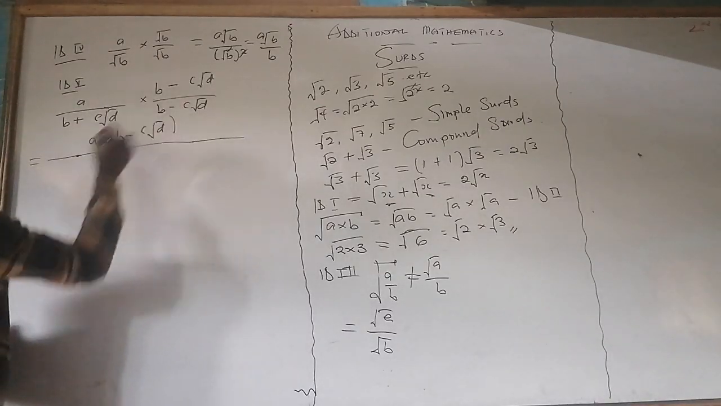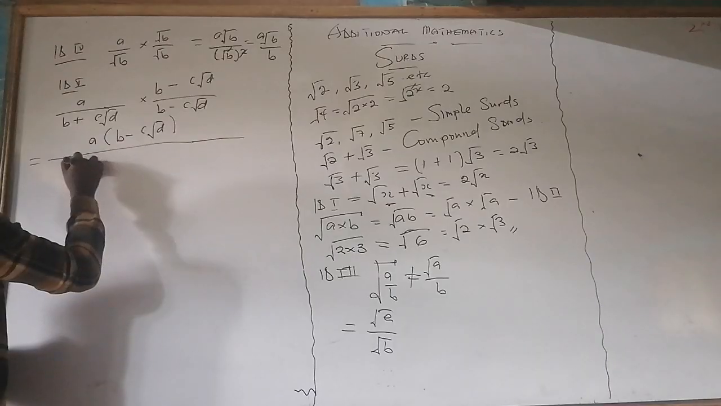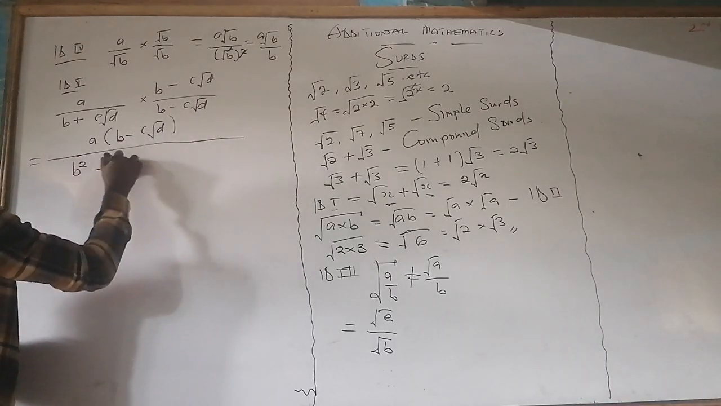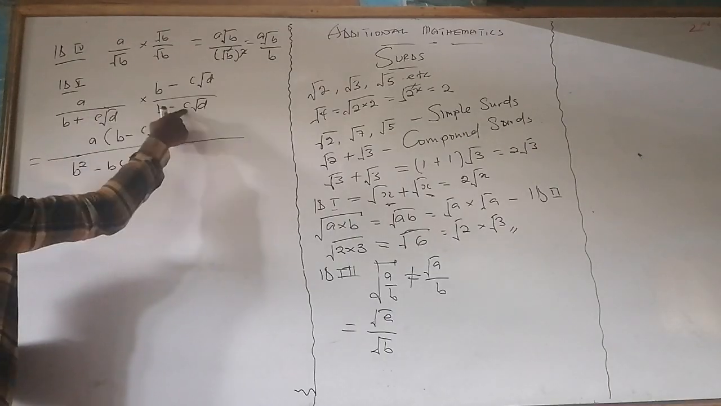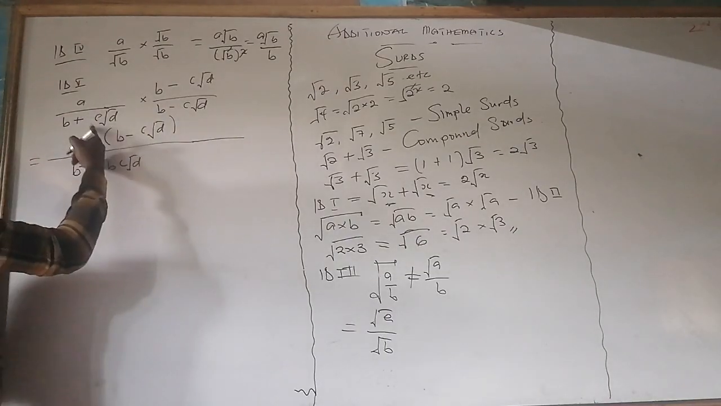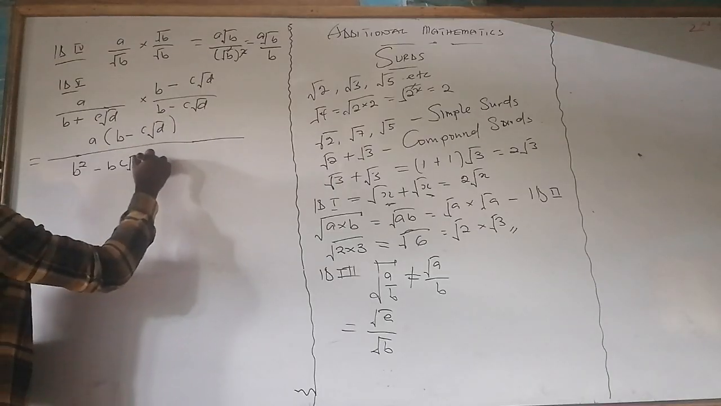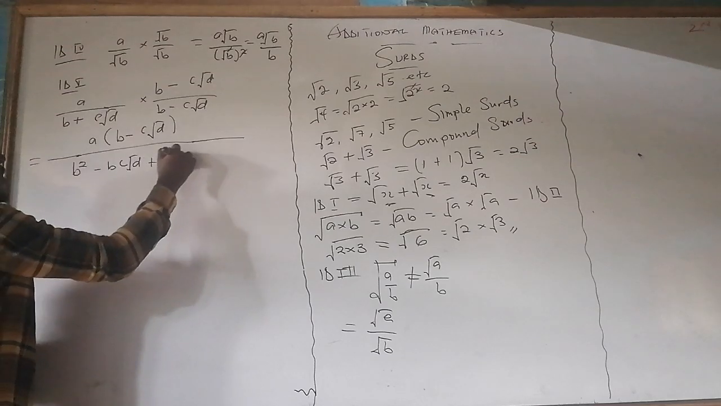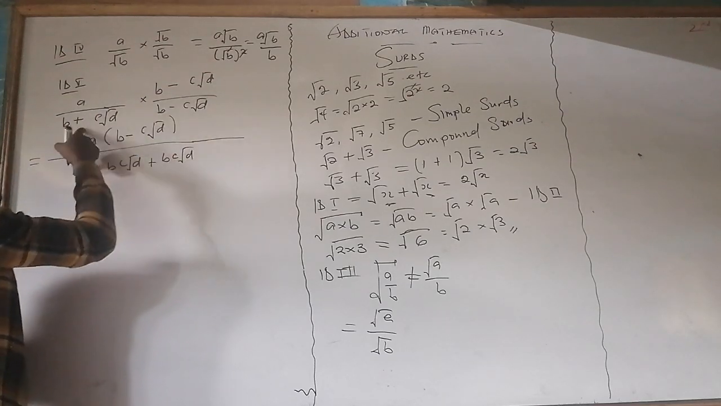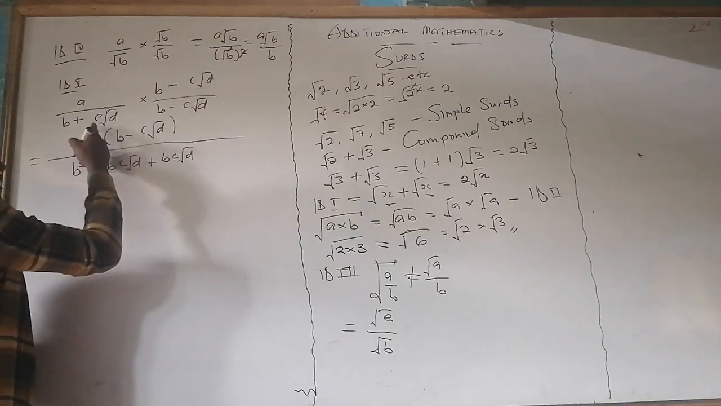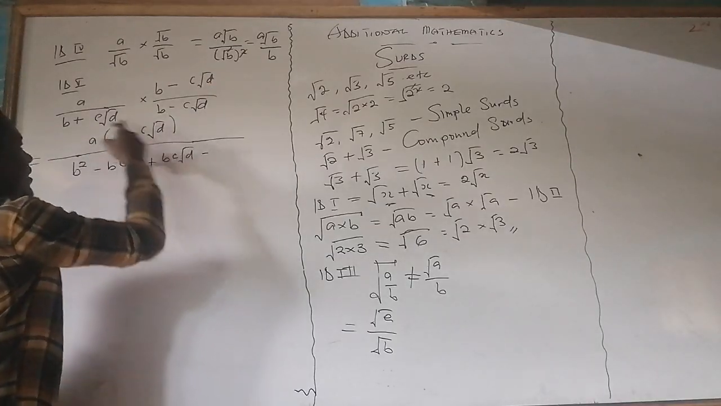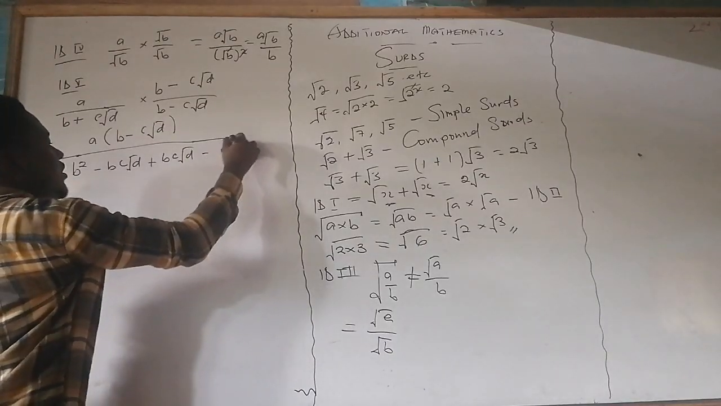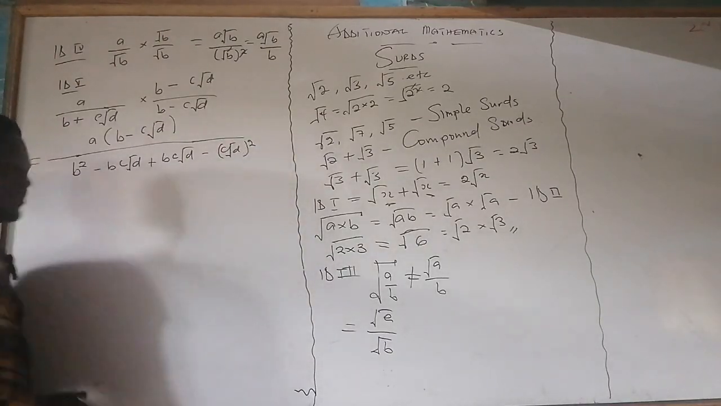So B will multiply B, we have B squared. Then B will multiply this guy here. We have minus BC root D. Then this will multiply B. We have plus, because this guy is plus, this guy is negative. So plus BC root D. Then this guy and this guy will multiply, they are the same thing. So we have a square. So C root D all squared.